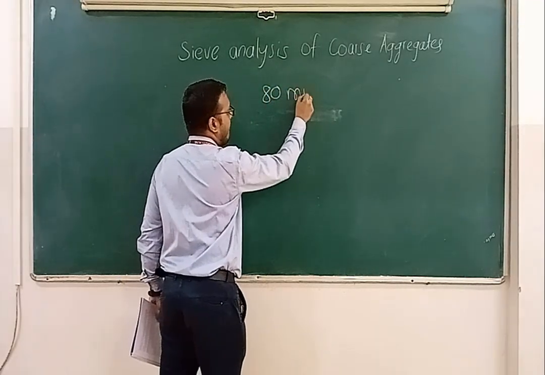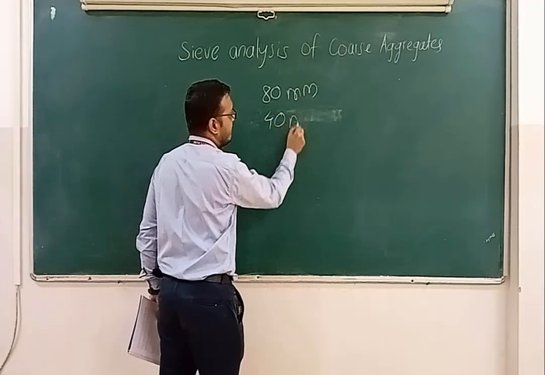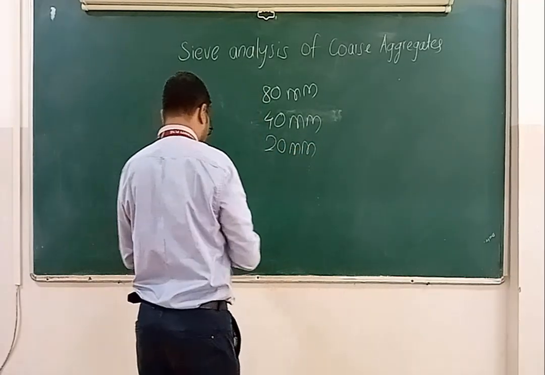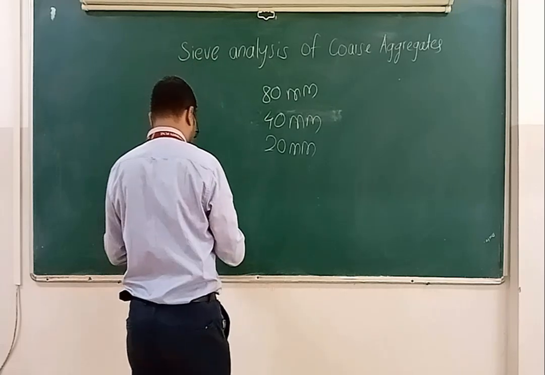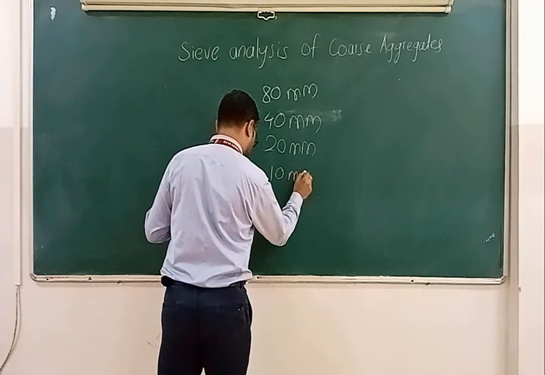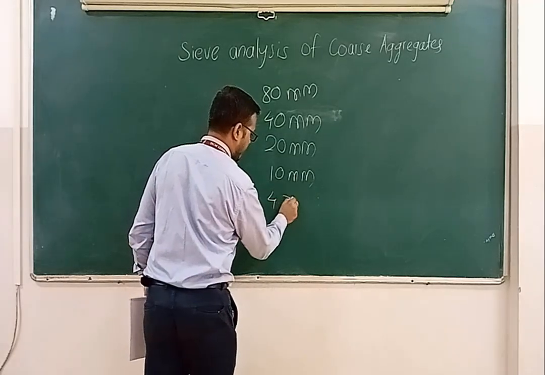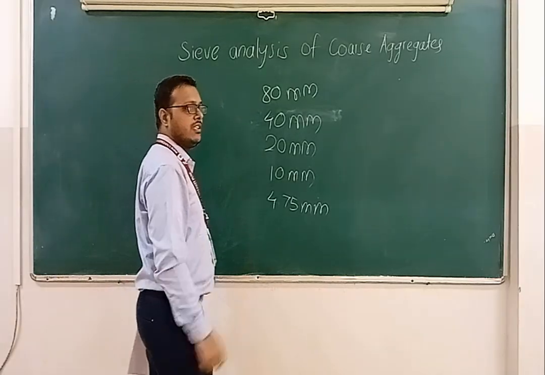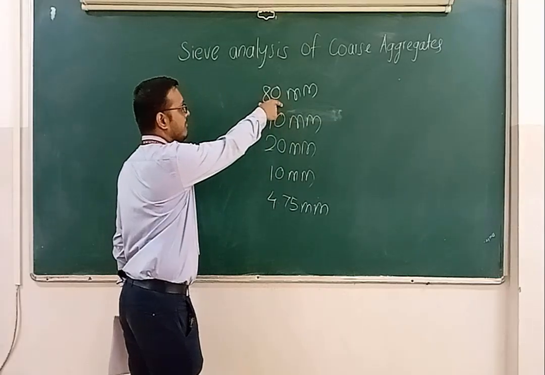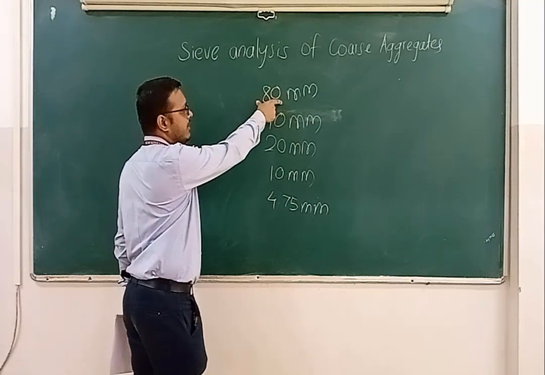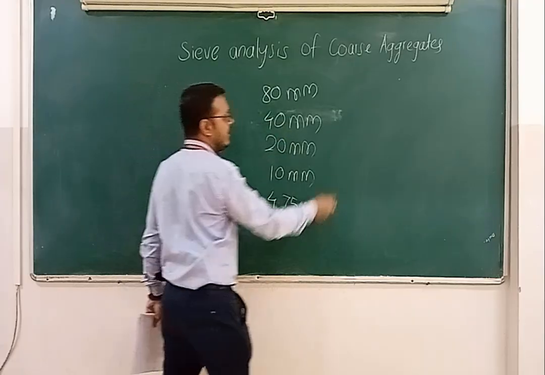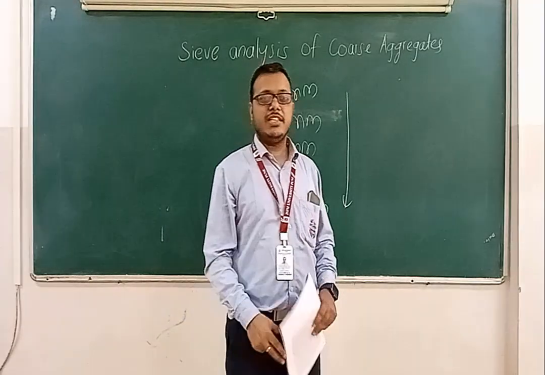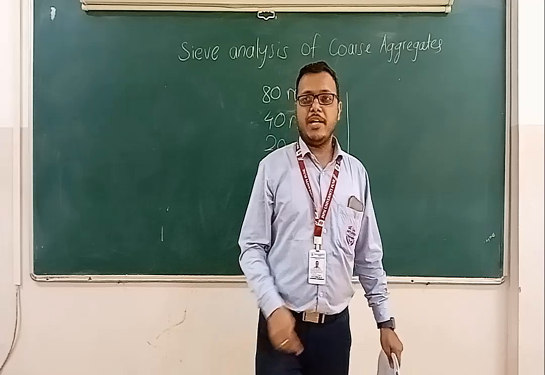First one is 80 mm, then 40 mm, then 20 mm, then 10 mm, and last one is 4.75 mm. So we are going to use 5 digital sieves. We know that the aggregate can pass through the larger size sieve to the smaller size sieve. So the arrangement is in the similar manner. Now we will perform the experiments and see how we can do it in a practical mode.